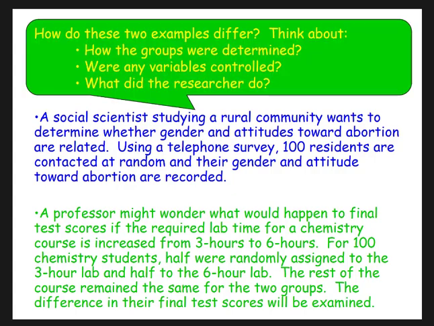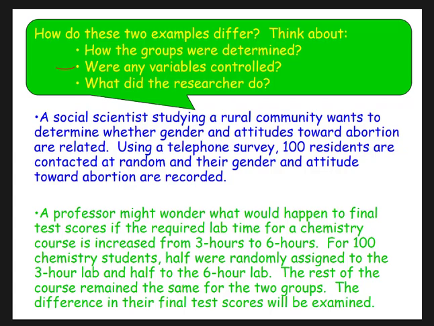So the first one here, let's look at how the 2 examples differ. How are the groups determined? In the first one, they just randomly chose people in rural communities and called them to ask them. In the second one, they did randomly assign chemistry students to two different labs within the same lecture section, so that everything else was held the same.